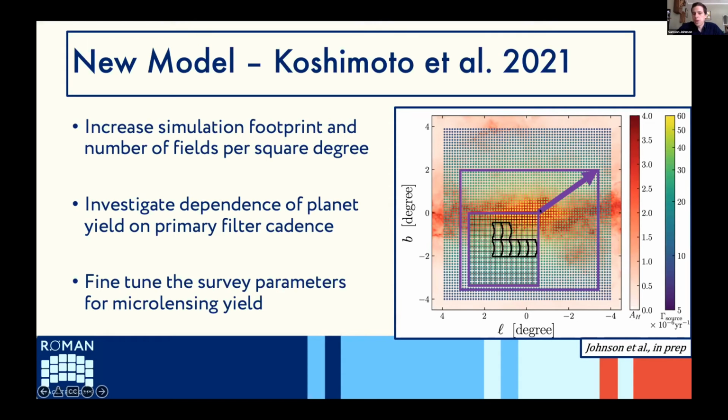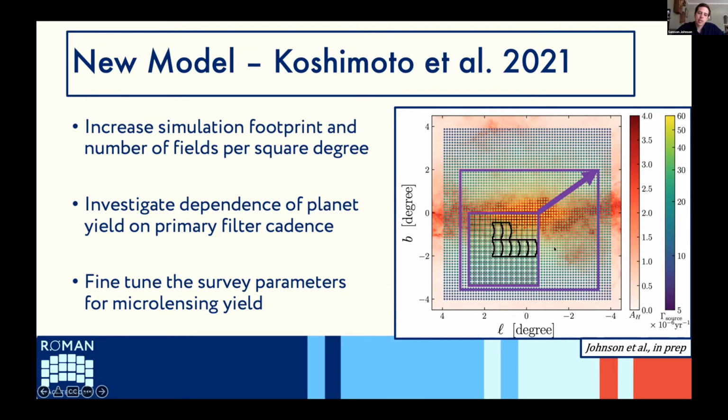And these small circles are new potential fields that we're going to look at using the Koshimoto et al. 2021 galactic model. And so we're going to increase the area, potentially going to more negative galactic longitudes, and potentially, I'm not totally sure yet, but we might be going up to the northern plane and investigate that as well.